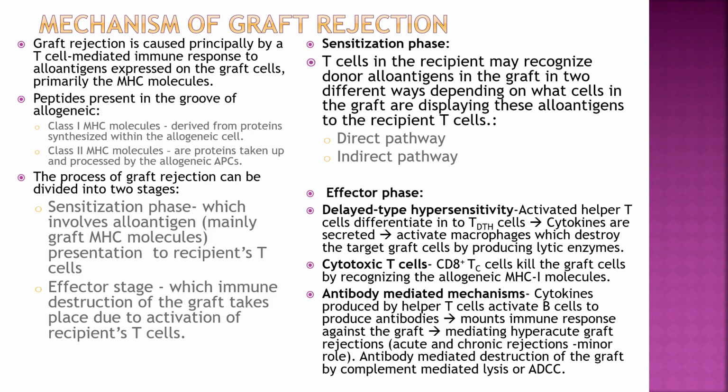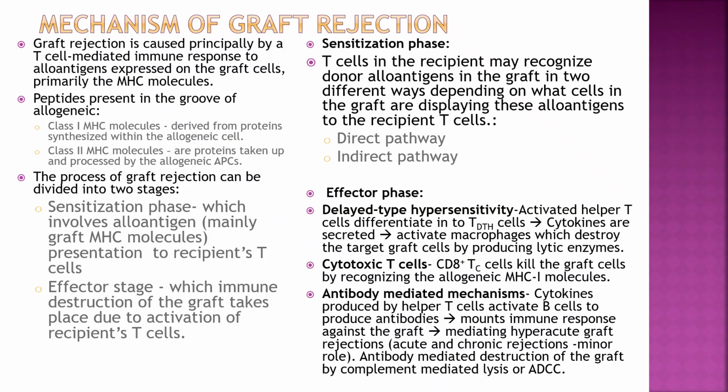The process of graft rejection can be divided into two stages: the sensitization phase, which involves alloantigen, mainly graft MHC molecules, presentation to the recipient's T cells, and the effector stage, in which immune destruction of the graft takes place due to activation of the recipient's T cells. In the sensitization phase, T cells in the recipient may recognize donor alloantigens in the graft in two different ways, depending on what cells in the graft are displaying these alloantigens to the recipient T cells: direct pathway and indirect pathway.